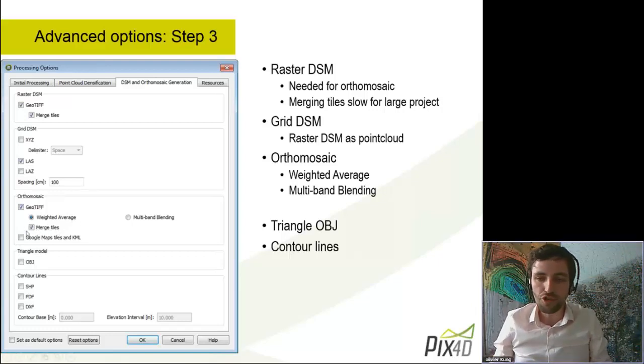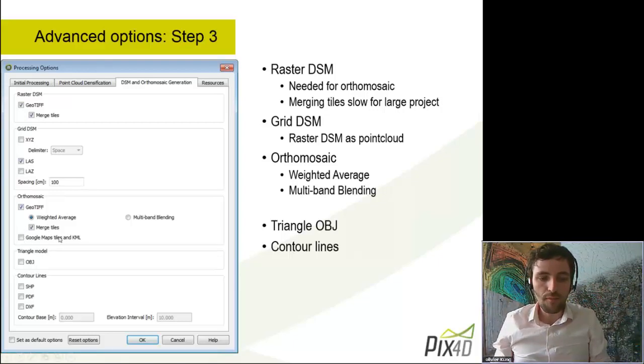And again, you also have this merge tiles option, which basically has the same effect as for the DSM. For a very large project, you can save quite some time in processing by not selecting merge tiles. And most of the GIS software will be able to read the tiles even more efficiently than one huge static file.